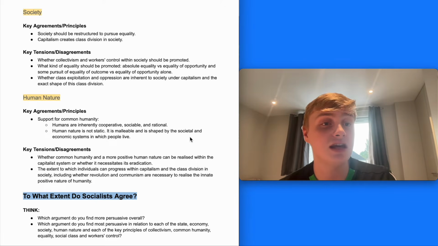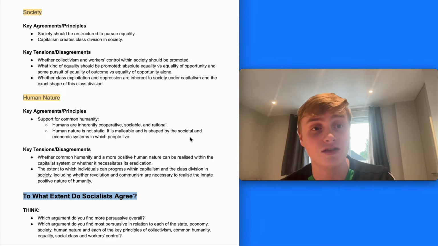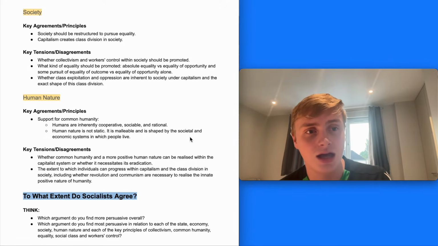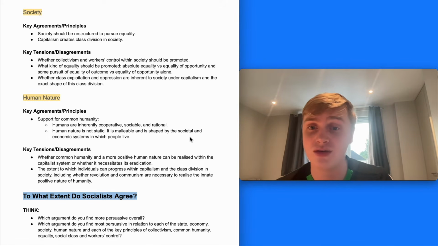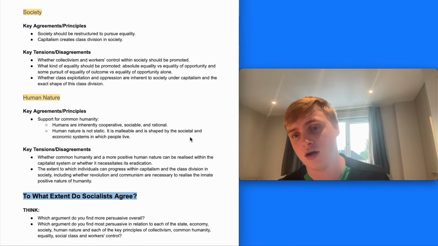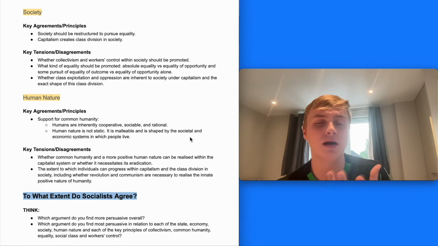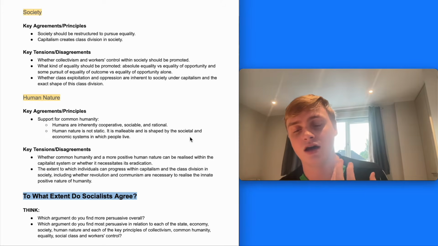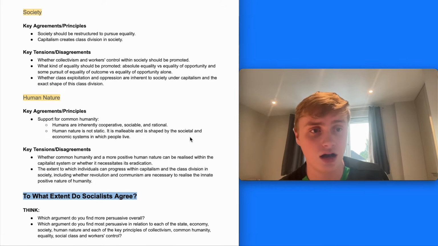The key tension disagreements are whether collectivism and workers' control within society should be promoted, what kind of equality should be promoted, and whether class exploitation and oppression are inherent to society under capitalism, and the exact shape of this class division. So is it kind of binary oppression of the proletariat by the bourgeoisie, or is it a bit more complex, as you see social democrats in particular argue?